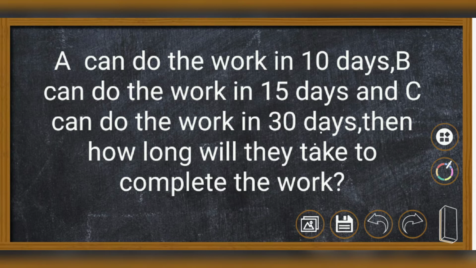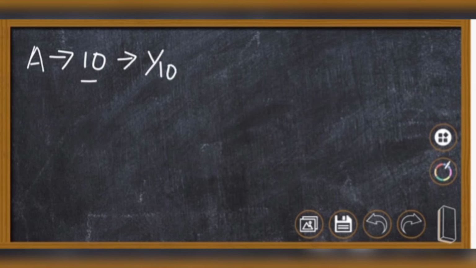Now we have seen the theorem, that is xyz divided by xy plus yz plus xz. So what is A's one day's work? A can do the work in 10 days, so A's one day's work will be 1 by 10th. 1 by 10th of the work A will do in one day.